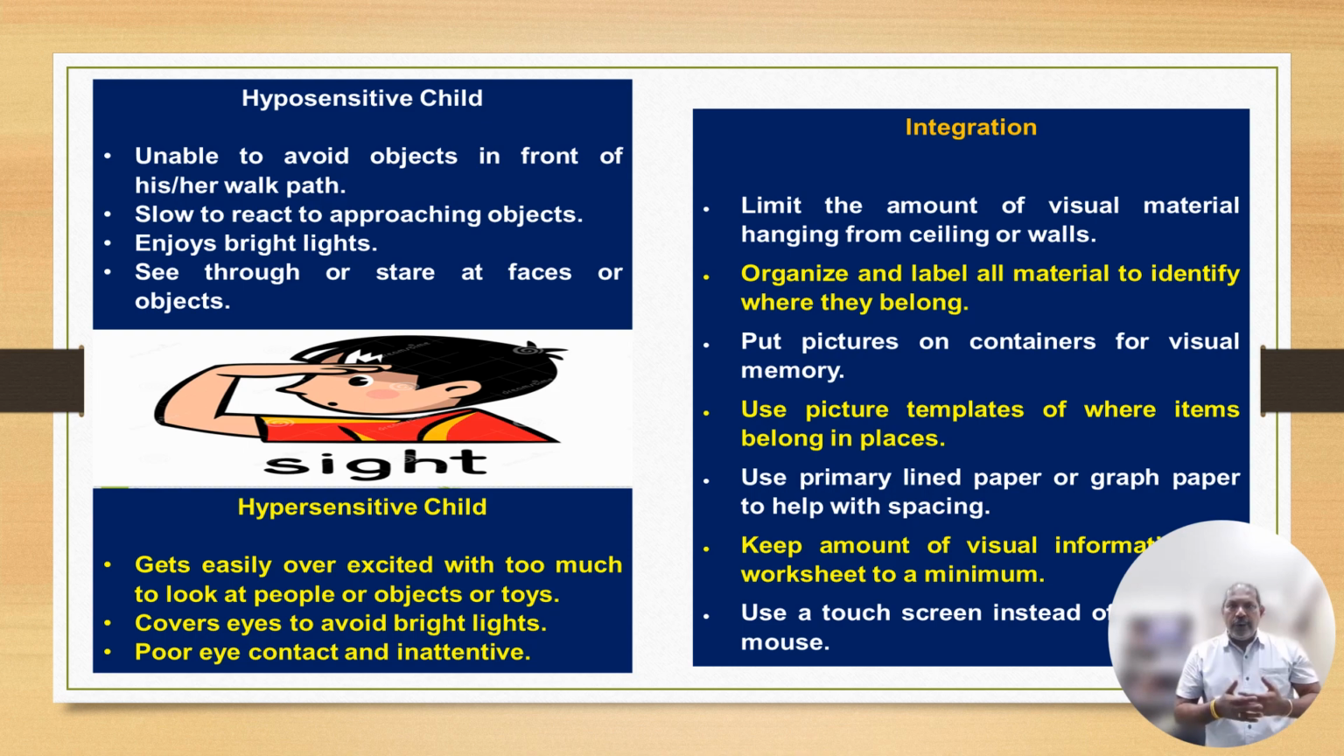You need to work on understanding and doing things adequately. For example, if you think your child has a lot of visual limits, then it is very important that you keep things to a minimum so that it doesn't disrupt him. Put pictures in containers for visual memory, or keep the amount of visual information on a worksheet to a minimum. Don't load him with too much information. Let him use a touch screen instead of a mouse. So that is for sight.